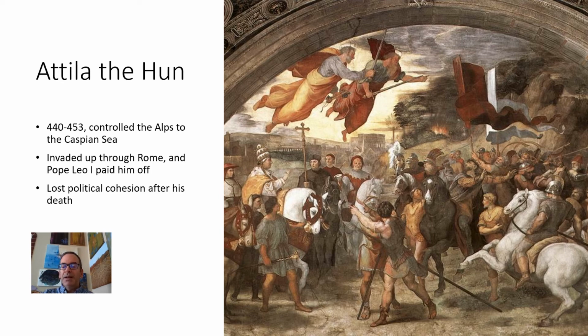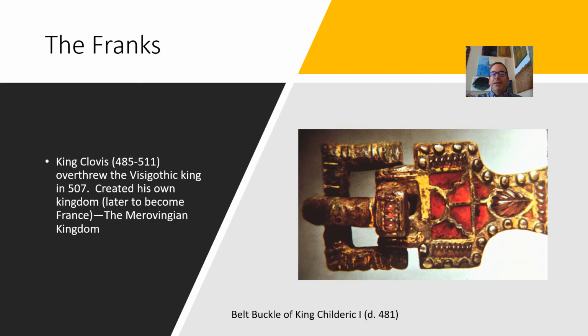Now, the Huns caused a great deal of damage, caused a lot of fear, but they were really held together by the force of personality of Attila. And when he dies, they sort of fall apart, and they're not really a problem so much for the Romans after this. Another group of barbarians that move in are the Franks.